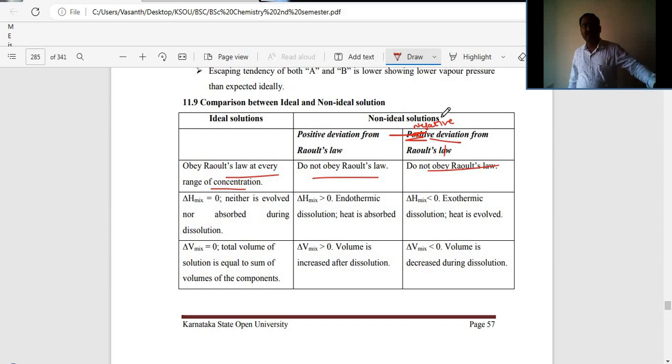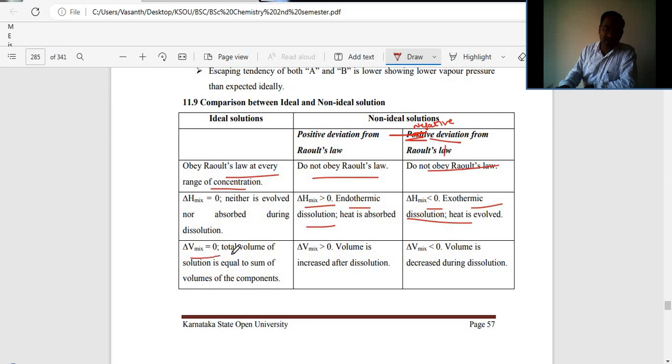Next, for an ideal solution, delta H mixing is equal to 0; heat is neither evolved nor absorbed during the dissolution. Here delta H mix greater than 0 is an endothermic process, so heat is absorbed during dissolution. Delta H mix less than 0 is an exothermic dissolution, so heat is evolved. In an ideal solution, delta V, the change in volume, is equal to 0.